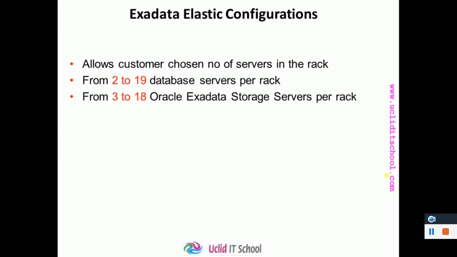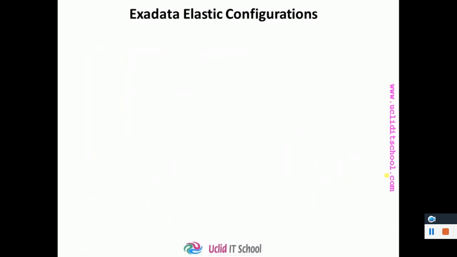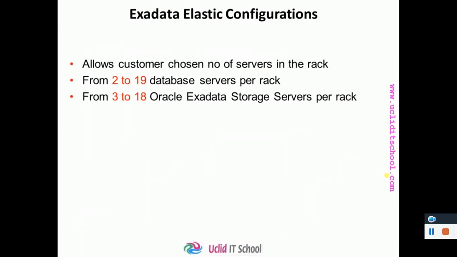For example, with elastic configuration, a customer can choose 5 database servers and 10 storage servers. This is not available in your standard configuration, 5 and 10. It's not available. So that way now customers have more flexibility. This concept of elastic configuration was introduced in X5 version, starting with X5.